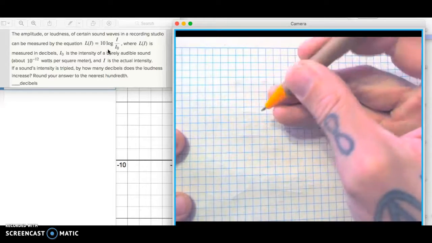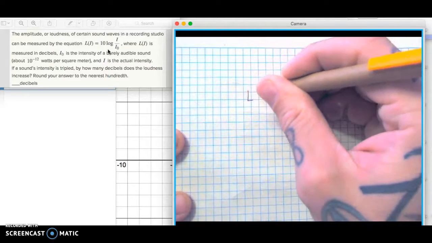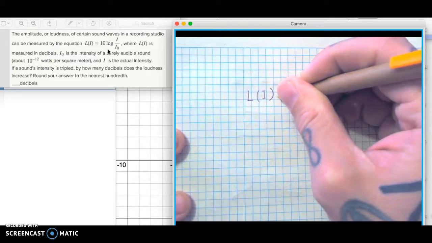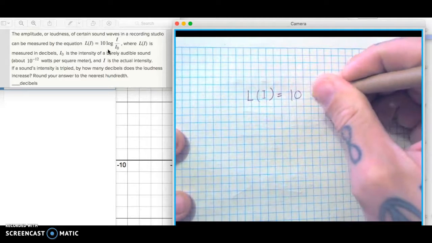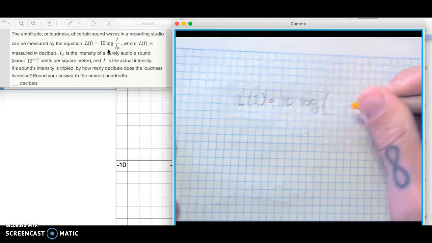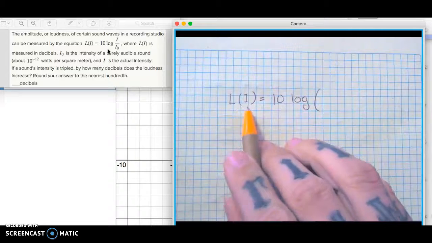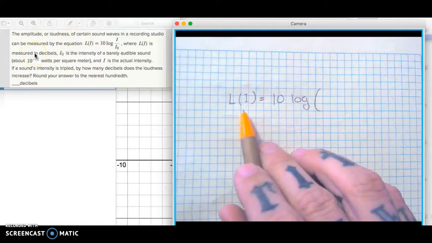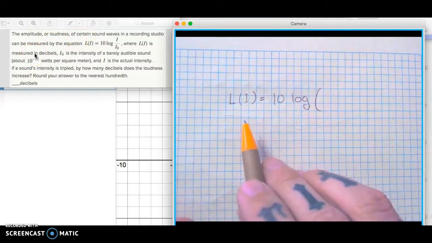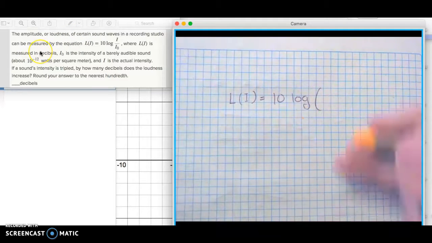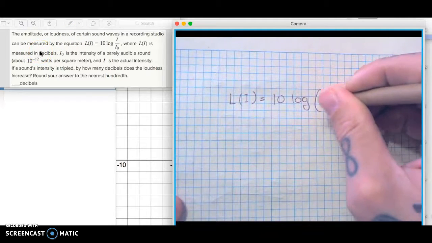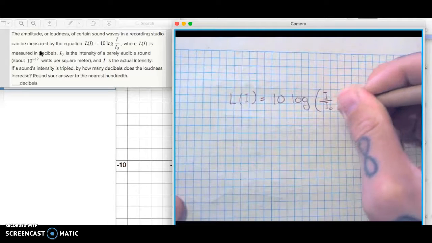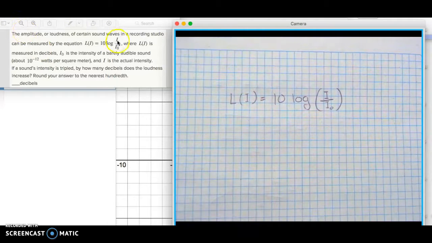So in this case, we have a few symbols we need to understand before we use this formula here. So I'll just write it out. So we have Li, which again, as you can see here, is measured in decibels, and it's the amplitude or the loudness of sound waves, right? And then I is the actual intensity of the sound, and then I naught, this little zero means I naught. That's called the human threshold for hearing.